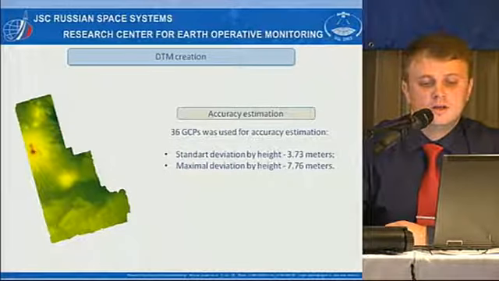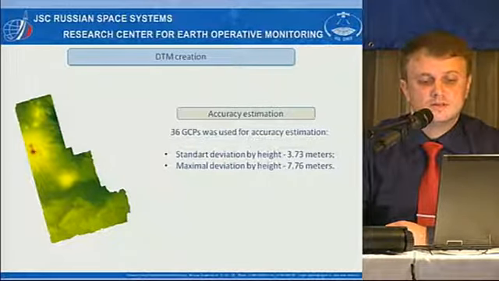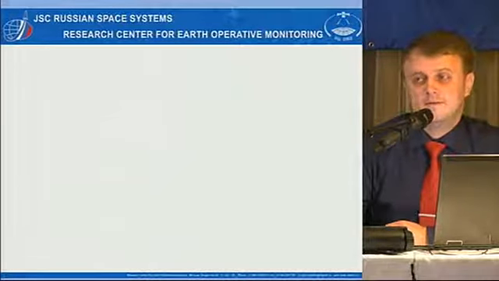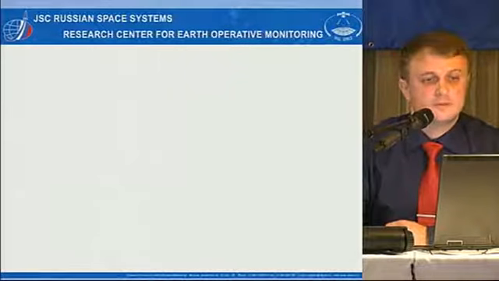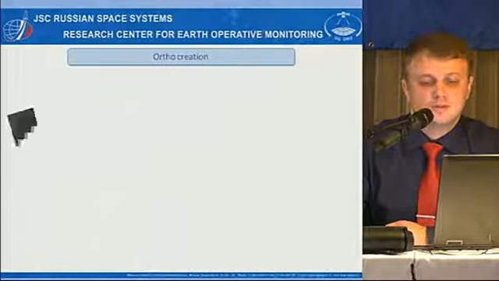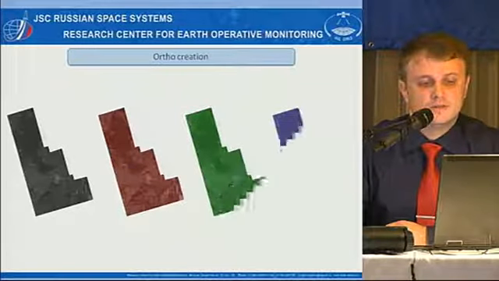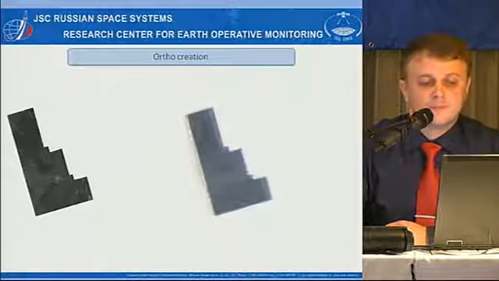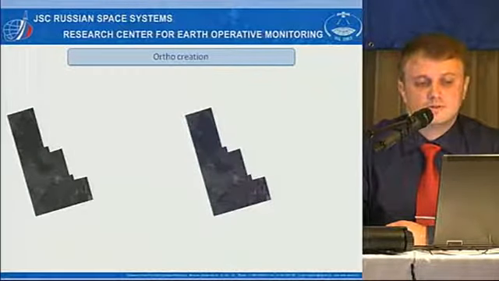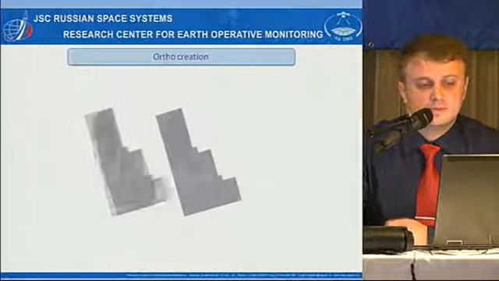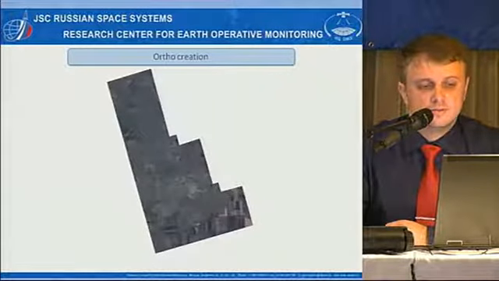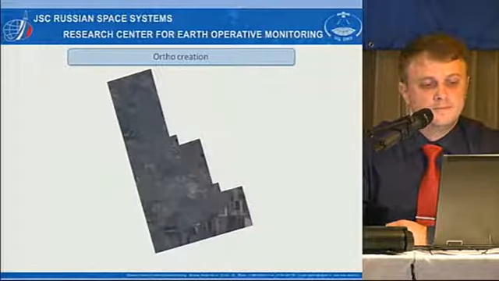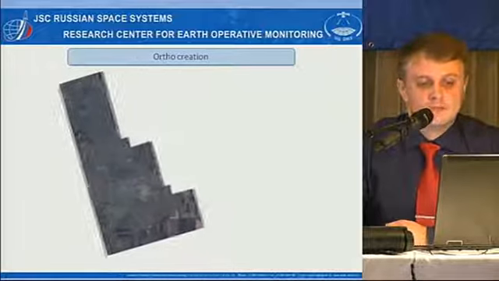For that we used 36 GCPs with the RMS of 37.3 meters, and by using this DTM model we built orthophoto by transforming microframes of all the channels with the exception of infrared. Multispectral bands were put together into a multispectral image, and then we did pansharpening, and we acquired the full colored orthophoto with the resolution of 2.5 meters.